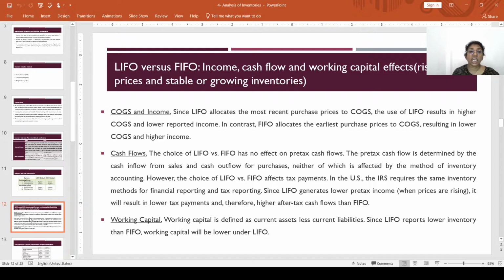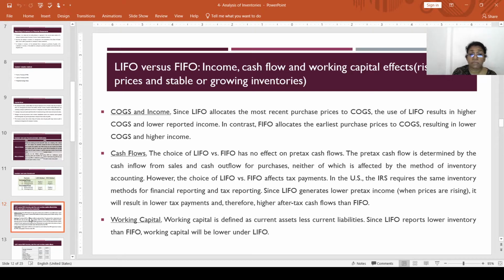So let's see the LIFO versus FIFO for the income, cash flow and the working capital. So what will be the impact on the cost of goods sold and the income? Since LIFO allocates the most recent purchase price to the cost of goods sold, the use of LIFO results in higher cost of goods sold and lower reported income. In contrast, FIFO allocates the earliest purchase price to the cost of goods sold, resulting in lower cost of goods sold and higher income.